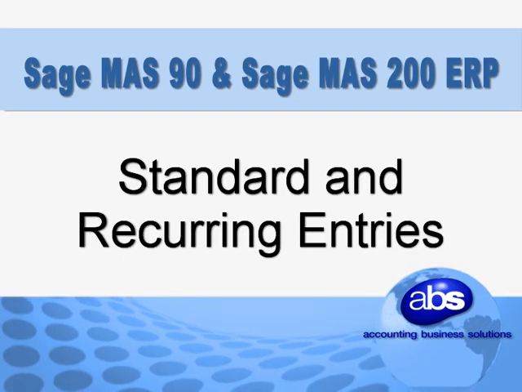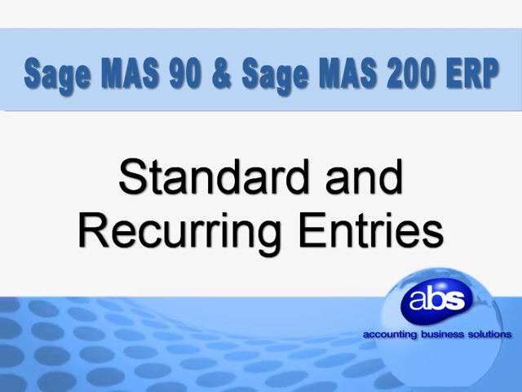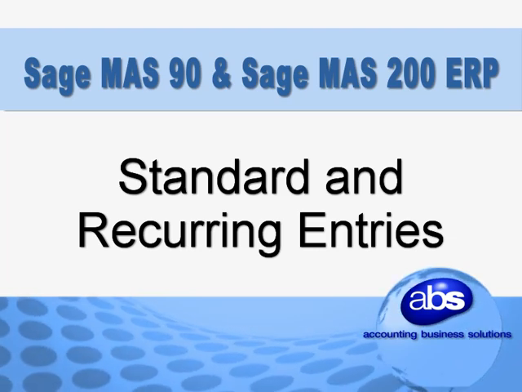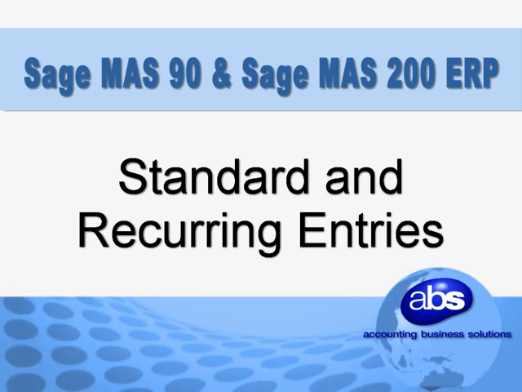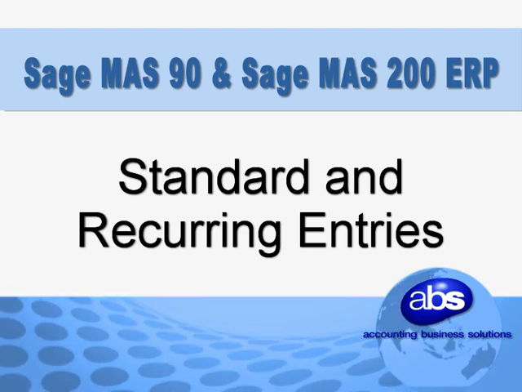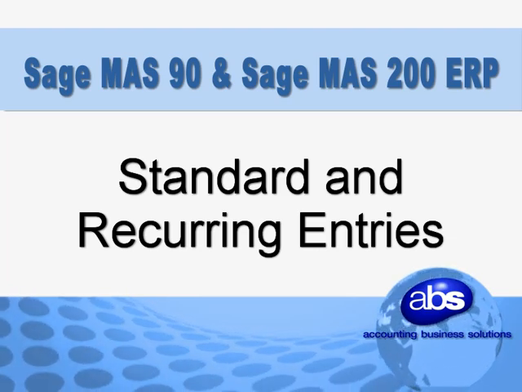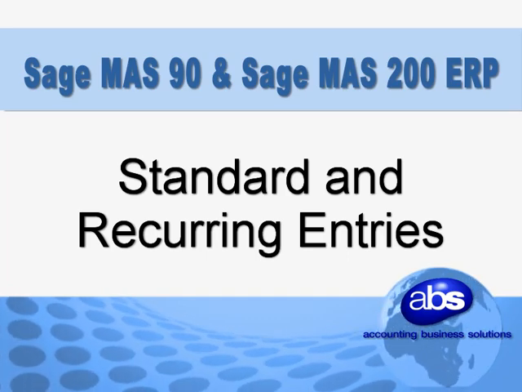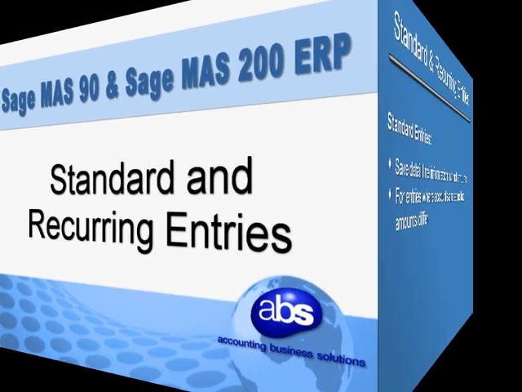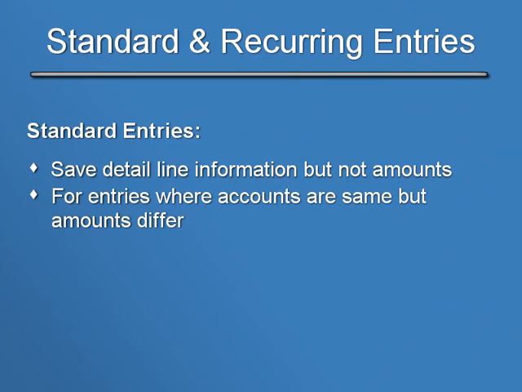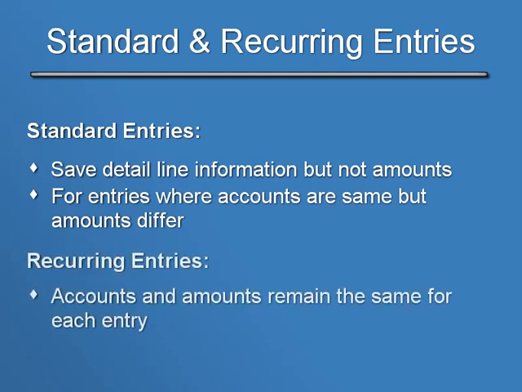The standard and recurring entry features in Sage Mass 90 and Mass 200 help you reduce keystrokes on frequently used General Ledger journal entries. In this tutorial, we'll show you how to set up and use standard and recurring entries. Standard entries save the detail line information but not the amounts and are useful for entries where the accounts are the same but the amounts are different. Recurring entries are used when the accounts and the amounts remain the same for each entry.